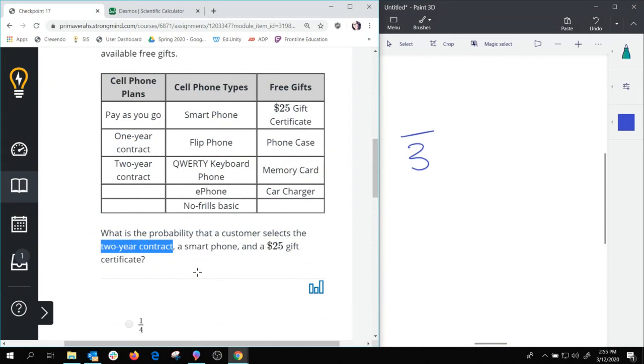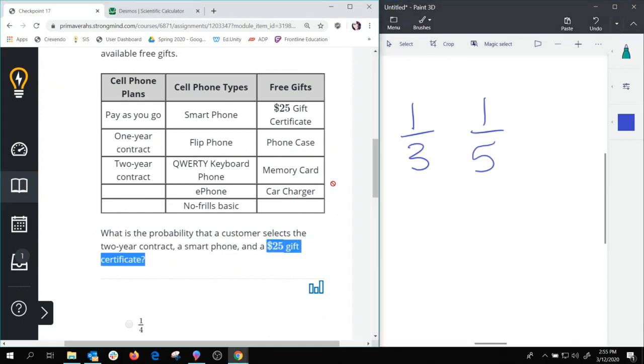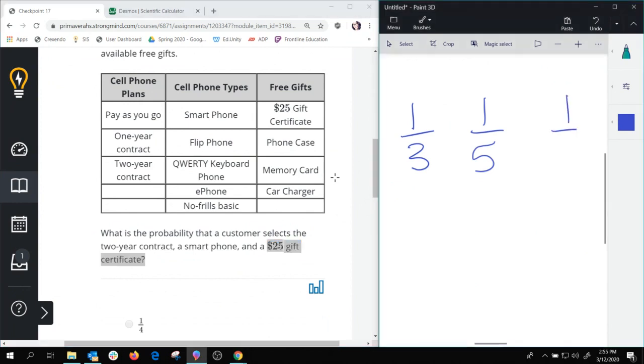1. Perfect. Now let's look at the next column for cell phone types, right? For cell phone types, if he is picking a smartphone, what would be the probability of him picking a smartphone from this middle column here? 1 out of 5, perfect. And then what about the very last probability, looking at this column over here, picking a $25 gift certificate? 1/4, perfect. There's 4 total options and only one of them is a $25 gift certificate.